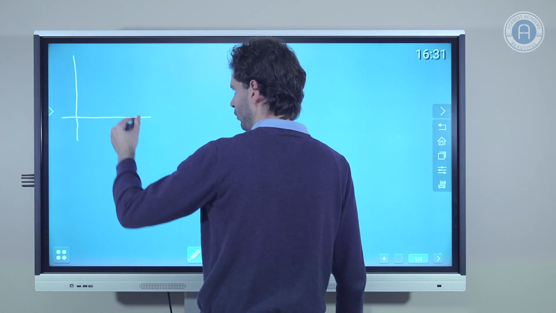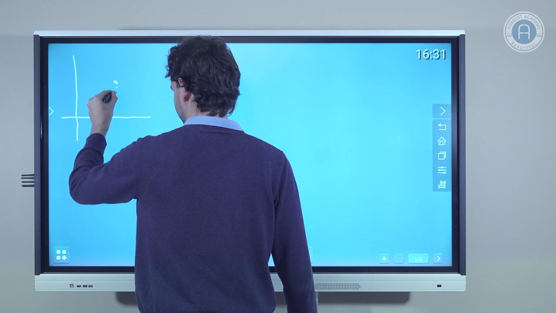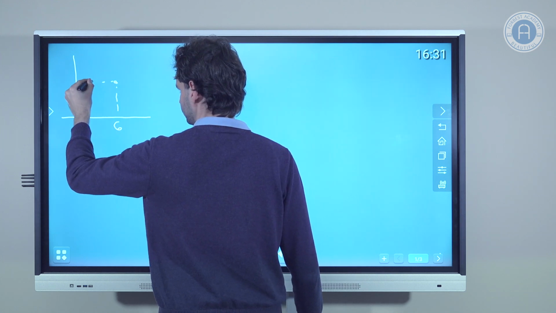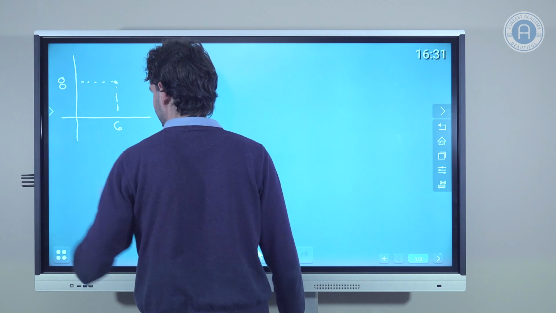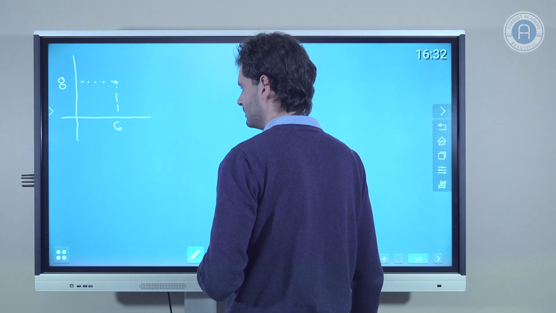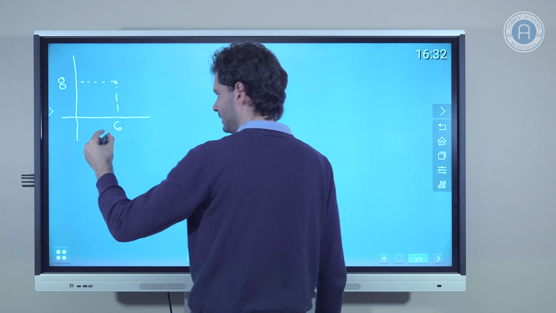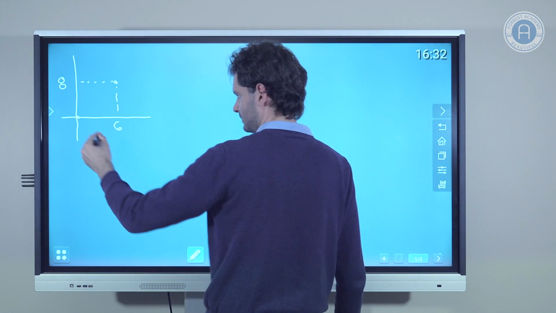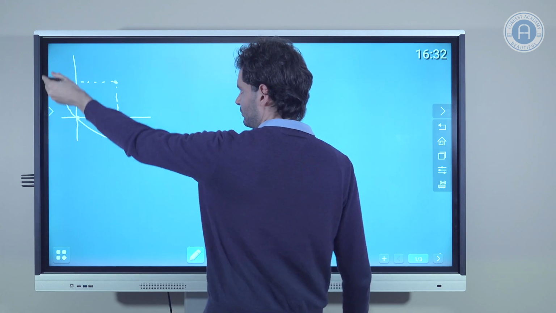So the coordinate of the center of the circle is at x equals 6 and y equals 8. And then we're told that the circle goes through the origin, meaning there's a point here at the origin that belongs to the circle. So this circle goes around like that.